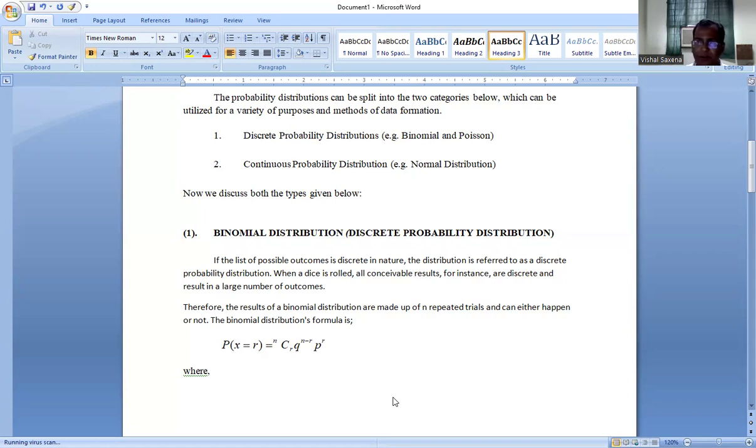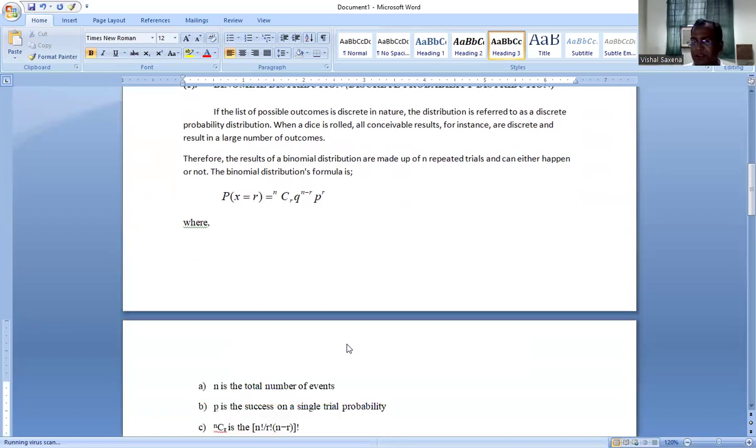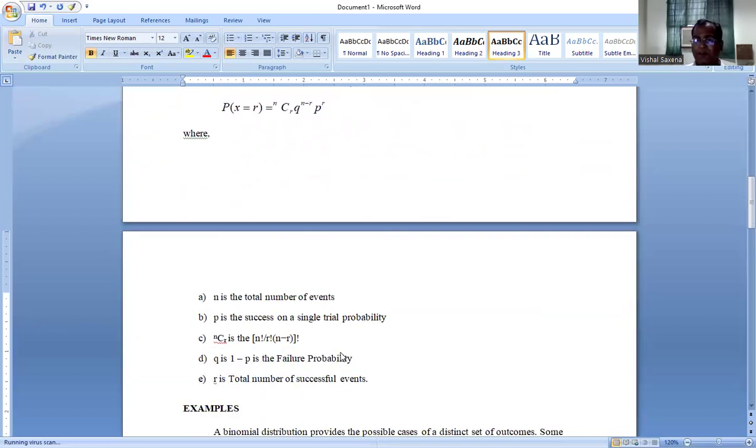Small p is the probability of the event, or we can say the probability of success. q is the probability against the event, or the probability of failure. r I have explained here. n means the total possible outcomes, the total number of events, and p is the success probability on a single trial.